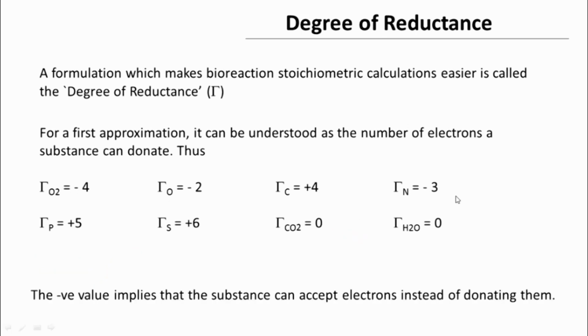Okay. So the negative value actually implies that the substance can accept electrons instead of donating them, and otherwise it is understood as the number of electrons that a substance can donate. That is the degree of reductance. Let us see what we can do with this concept.